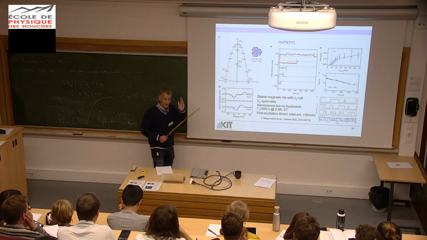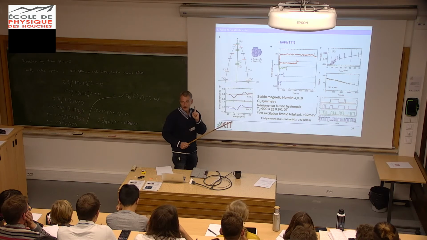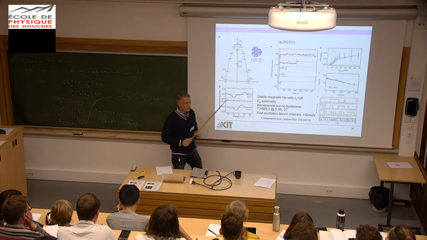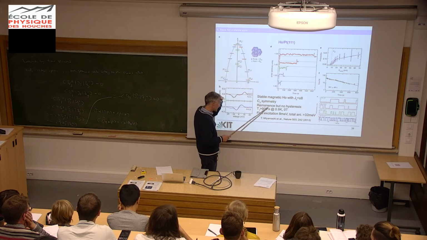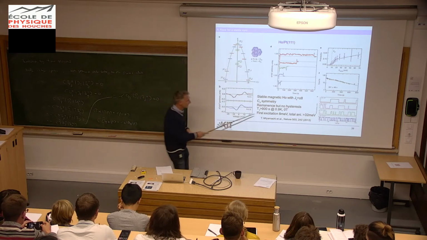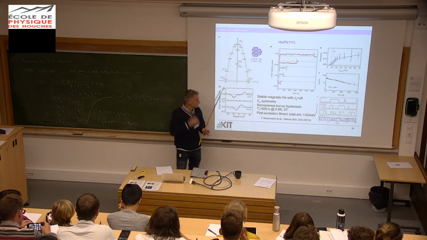So if I prepare a state at B equals 0, it will stay in this state. It's forbidden to spin flip with the electrons. If I lift time reversal symmetry, I apply a magnetic field, I will allow inelastic transitions here. So this would be a remanence. The magnetic system has a memory, but it has no hysteresis. If you apply a magnetic field, the remanence is lost.